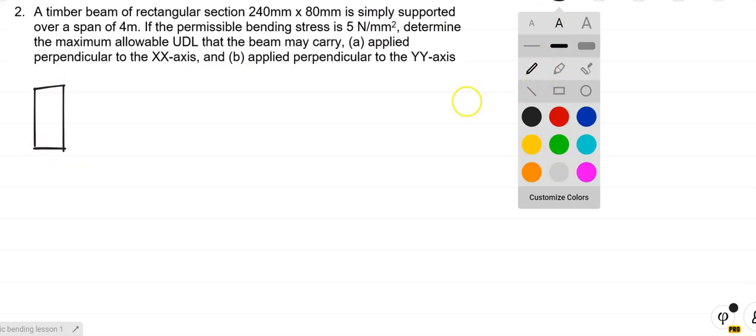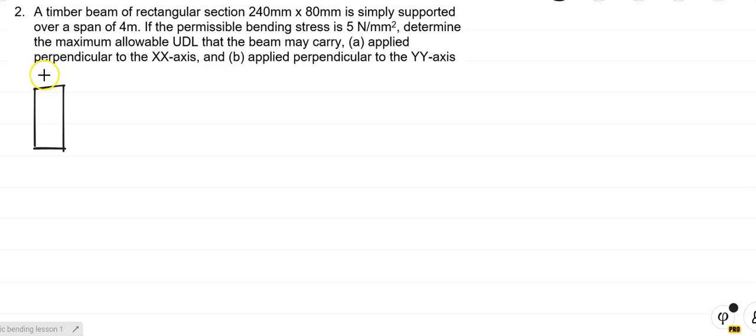Okay, that's 80 mils there, and that's 240 mils there. Okay, B is that, and D is that. Now if we place the beam like this, in number A, and we load it up, and then we turn the beam 90 degrees, where that is now sitting horizontally and that's vertical, and we load it up again, which way do we think the beam will carry the load best?